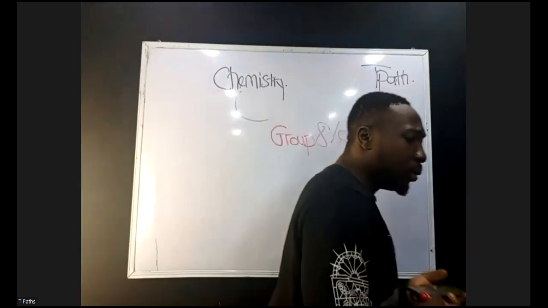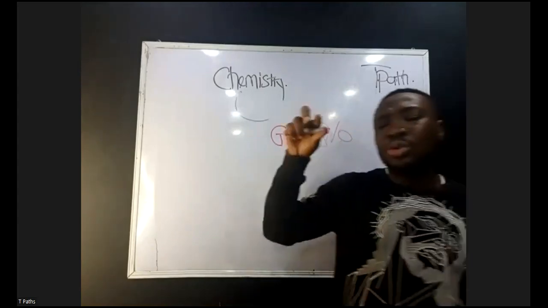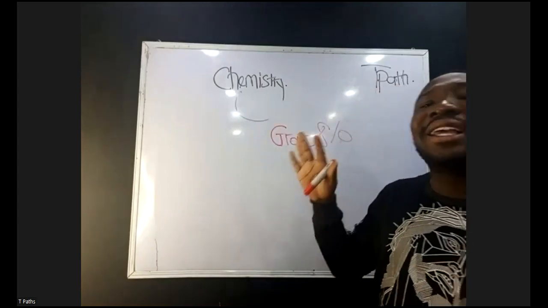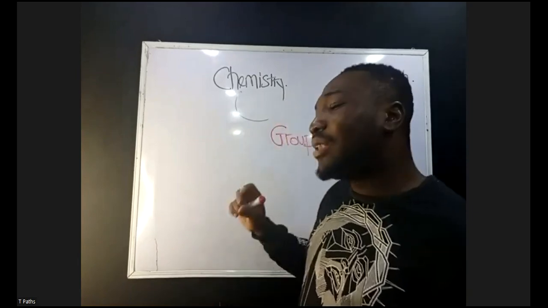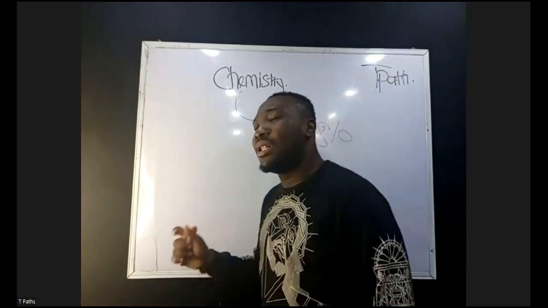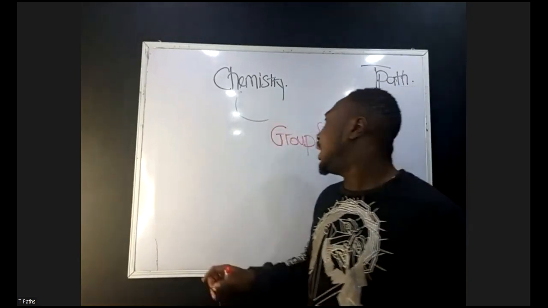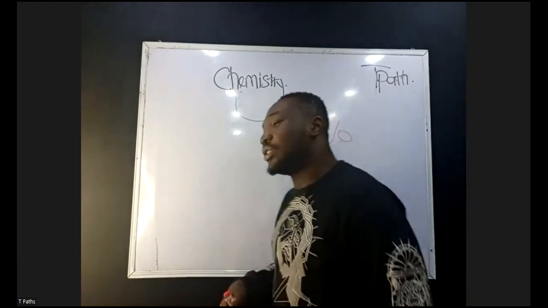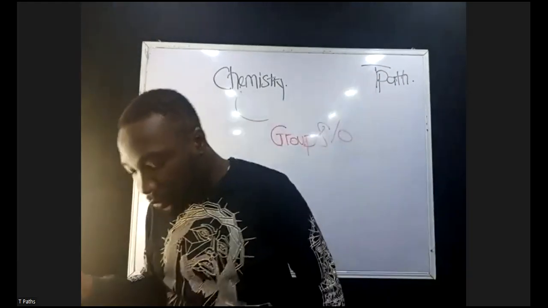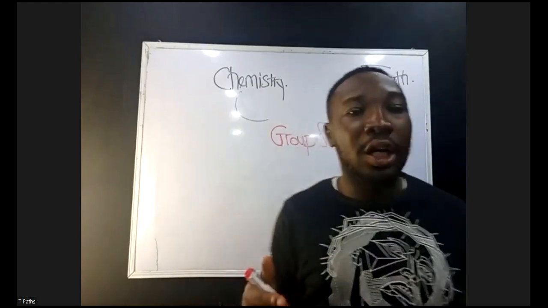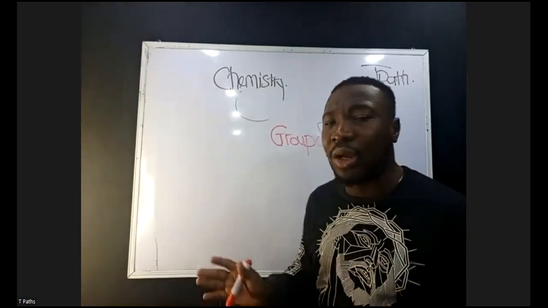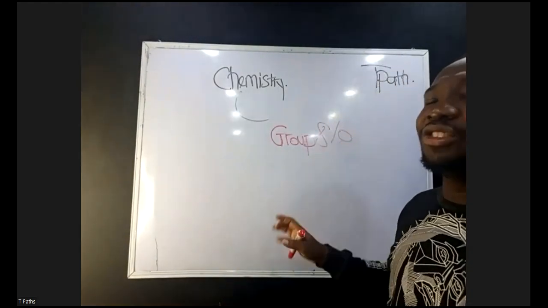If you observe your noble gases, you see the fact that they are inert. Why? Because they have attained that stable state. And that is why the group 8 or group 0 elements don't take part in chemical reactions most of the time, because of that inert nature.